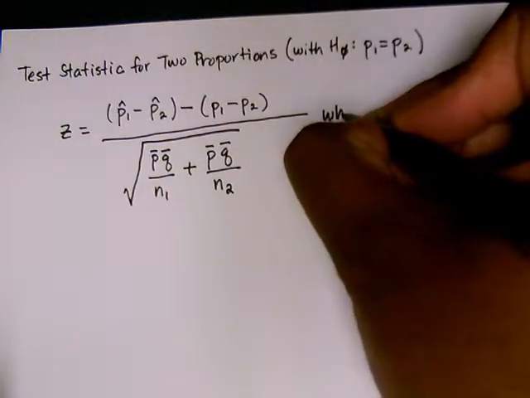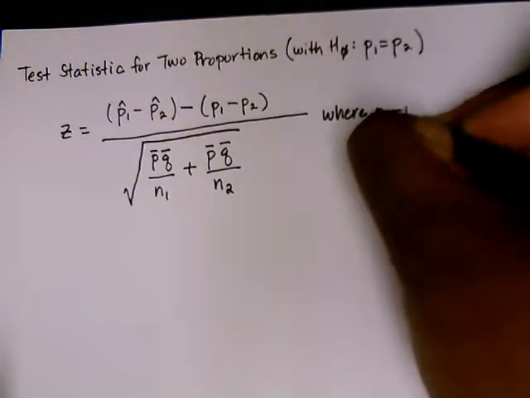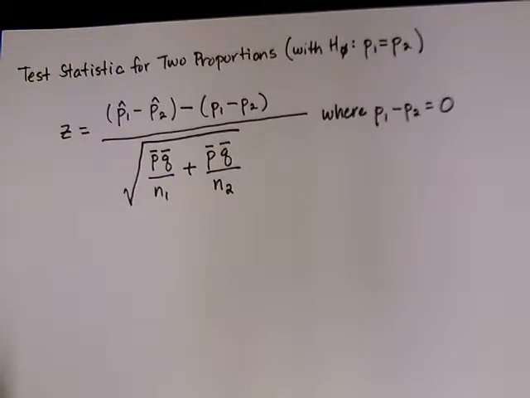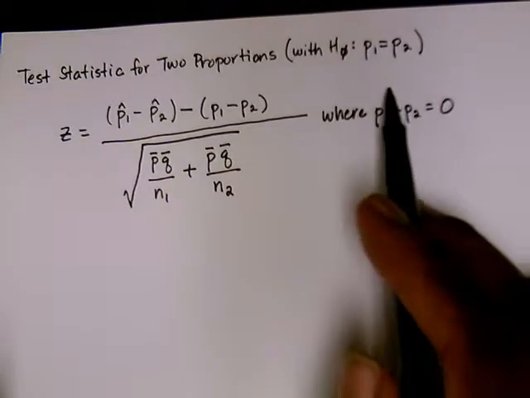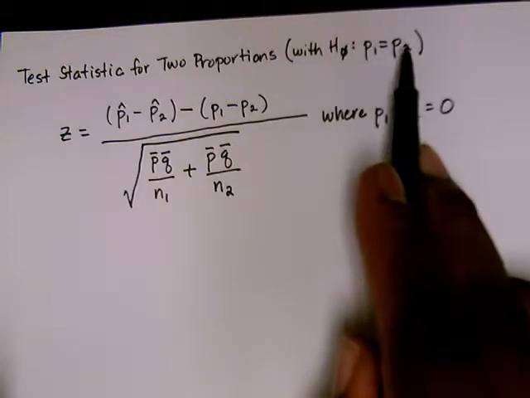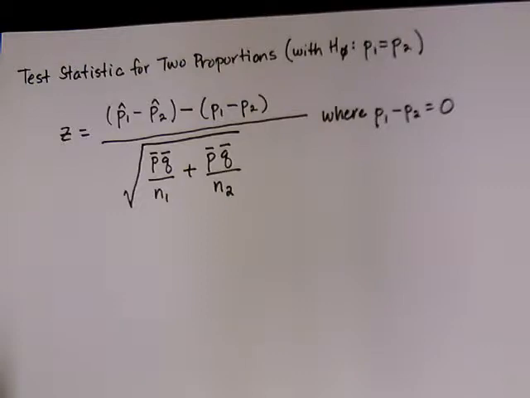Now this test statistic formula is used where p1 minus p2 is equal to 0. And that's basically assumed in the null hypothesis because p1 is equal to p2, so if you subtract p1 minus p2, that difference will be 0.